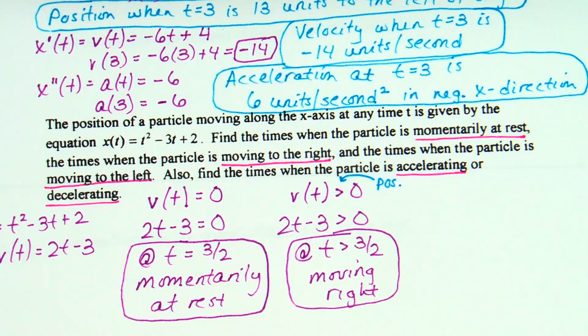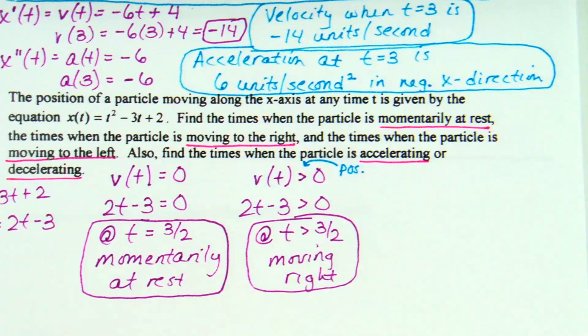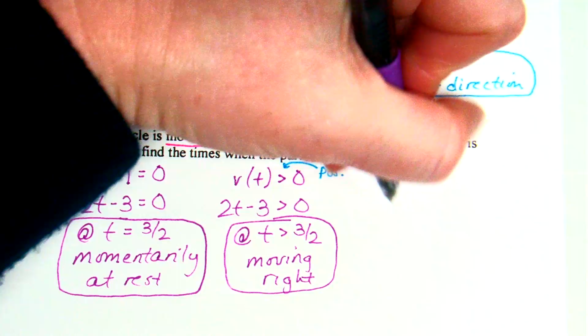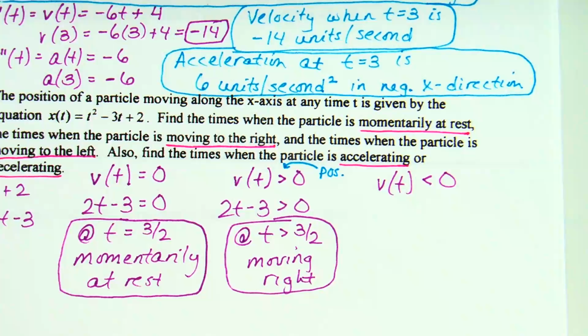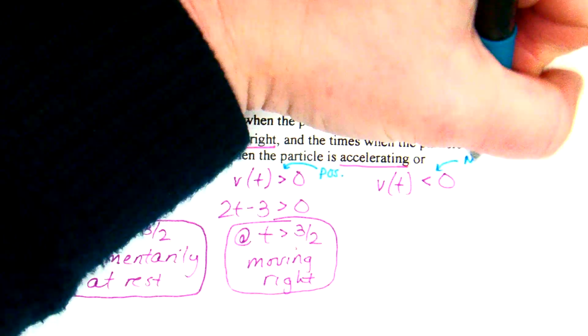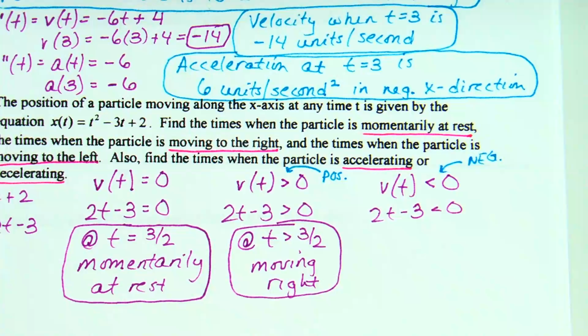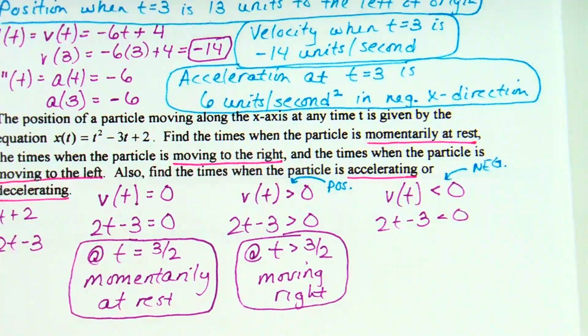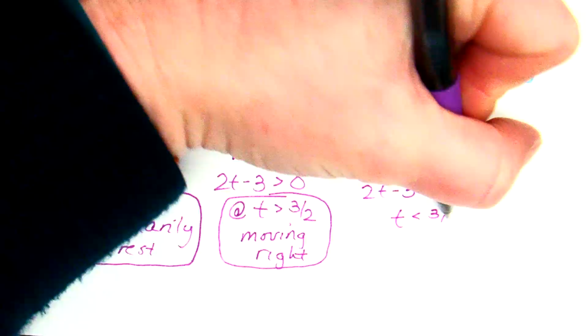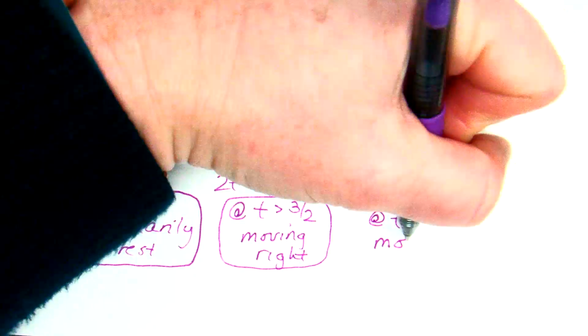Okay. So the third question, when is my particle moving to the left? When my velocity is what? Less than 0. Okay, because less than 0 means negative. So again, you get the idea of what's going to happen here, don't you? 2t minus 3, less than 0. You solve that, we're going to be at t less than 3/2. So when t is less than 3/2, we are moving left.